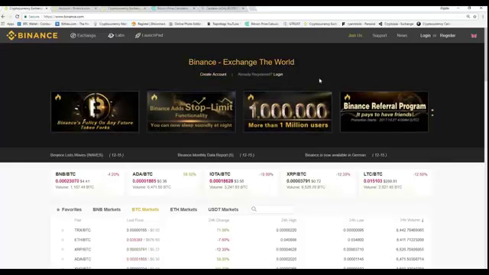So what you want to do if you do not already have an account is go over here and press register. Fill out the basic information and get yourself logged in.